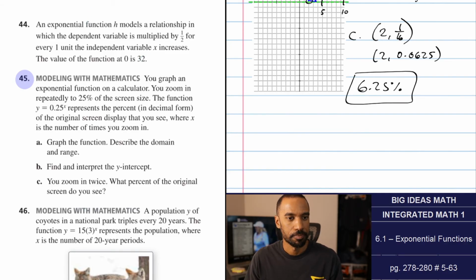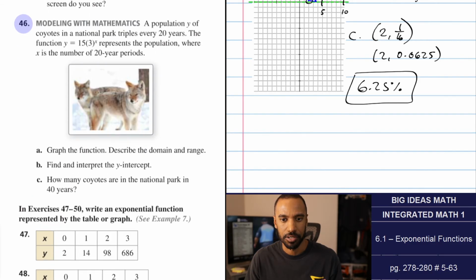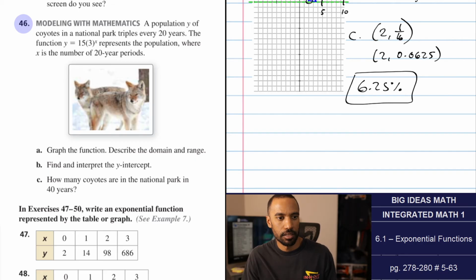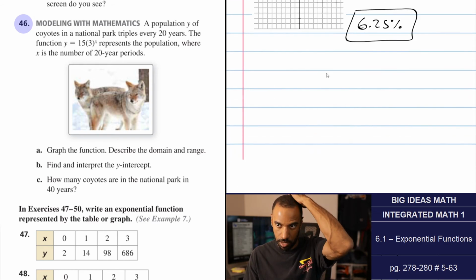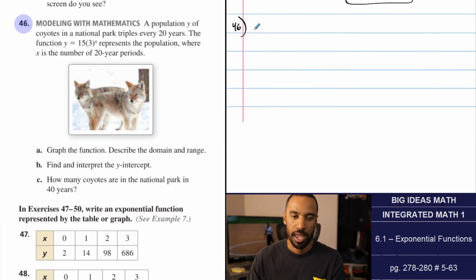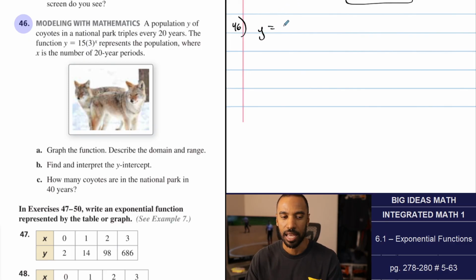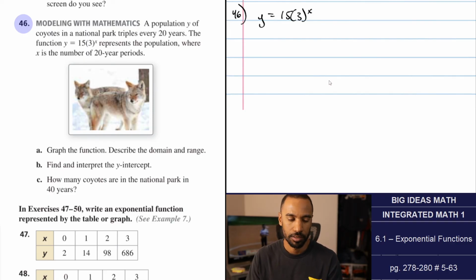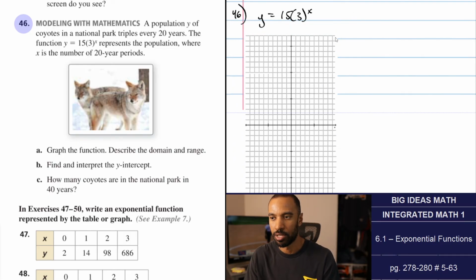Okay, number 46. A population y of coyotes in a national park triples every 20 years. The function y equals 15 times 3 to the x power represents the population, where x is the number of 20-year periods. So, okay, I won't interpret the 15 yet. They're probably going to ask me to interpret that in a moment. Based on this, I think the same thing is going to be involved when it comes to domain and range. Our domain starts at x equals 0. That's my interpretation of a question like this. Now 15 is the y-intercept, and we're doing times 3.